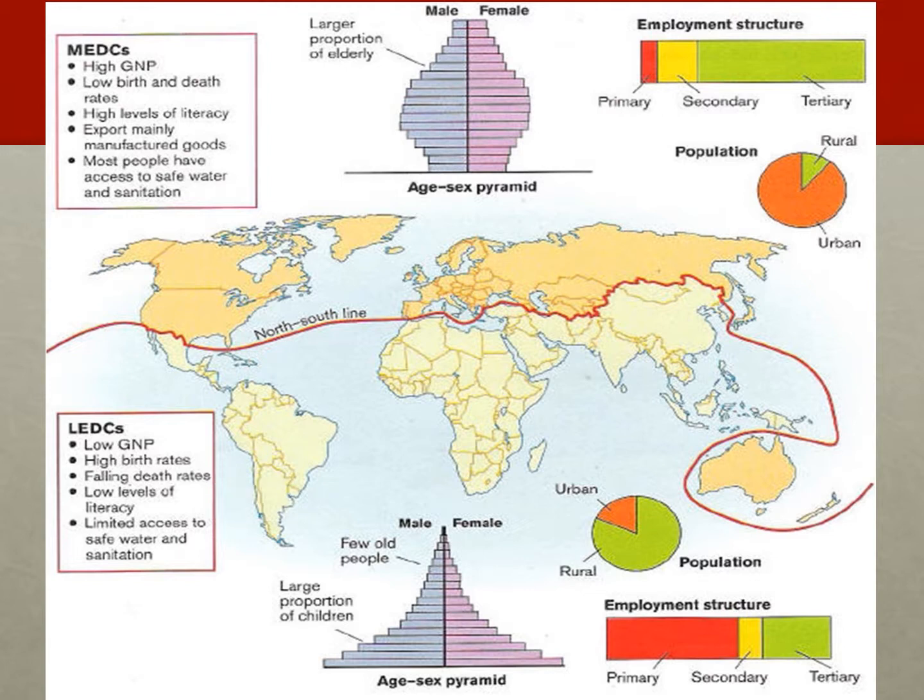It also includes employment structure based on the sectors of the economy. Now notice that MDCs have more tertiary sector employment, while LDCs have more primary sector employment. It also includes urban and rural divides. Notice that MDCs tend to have a larger urban population, while LDCs have a larger rural population. In addition to that, there are population pyramids, which will make more sense later, but for now, notice how MDCs have a smaller base, and that means that they have fewer young people, while LDCs have a very large base, meaning lots of young people.